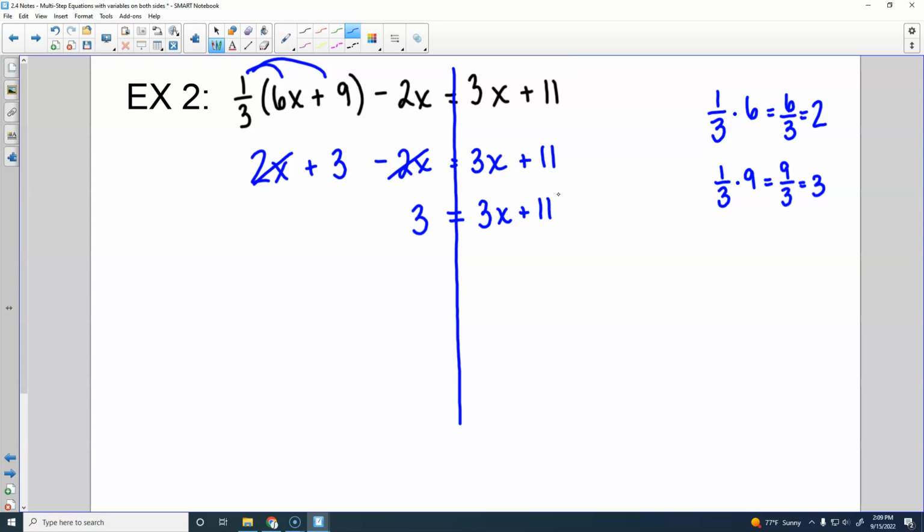Okay. Blakely, what would I do next? Very good. That's going to give me -8 equals 3x. And Cameron, what's the last step? We'll divide by what? 3. And does that go evenly? It does not, so let's just leave our answer x equals -8 thirds.